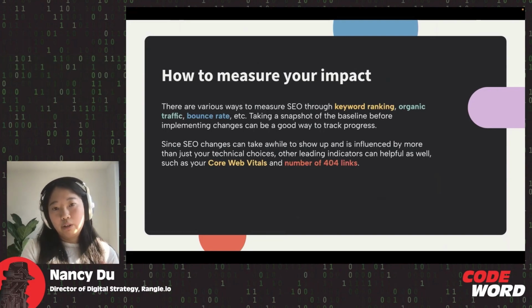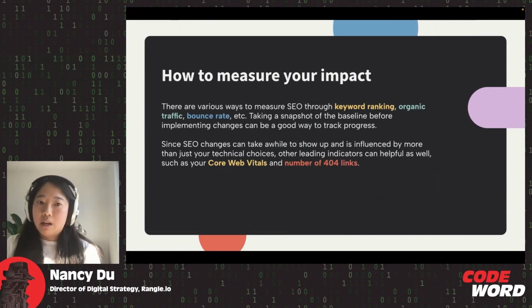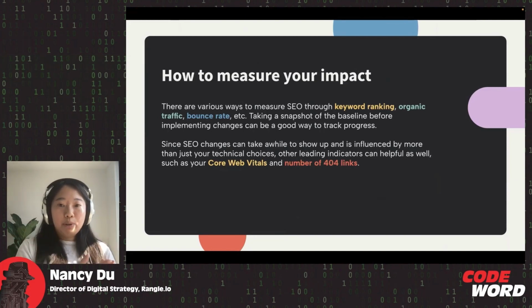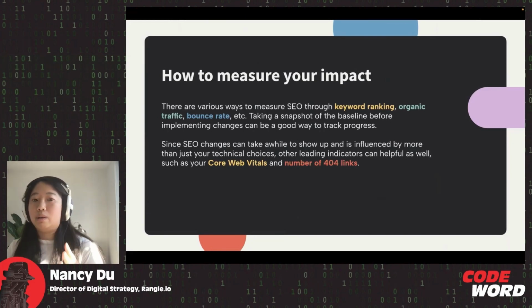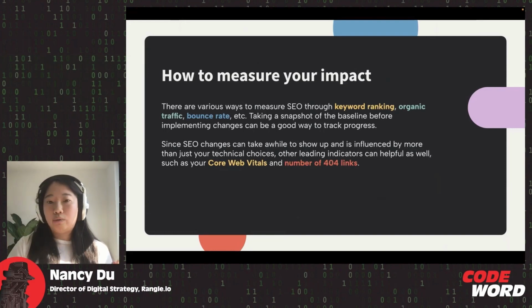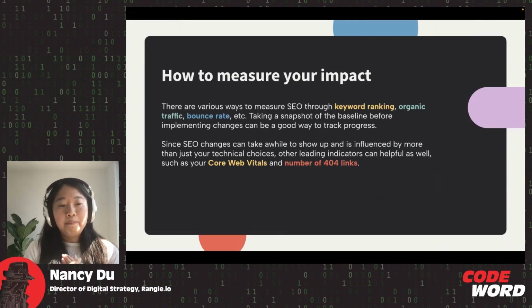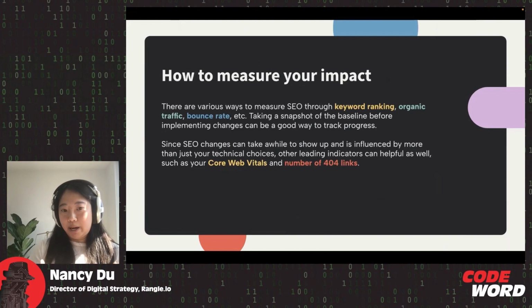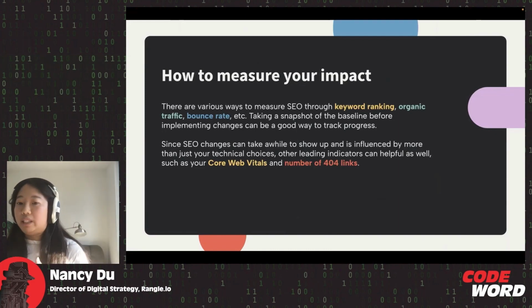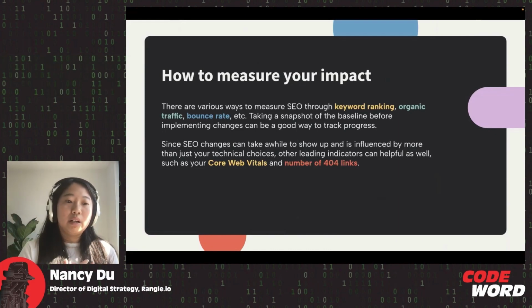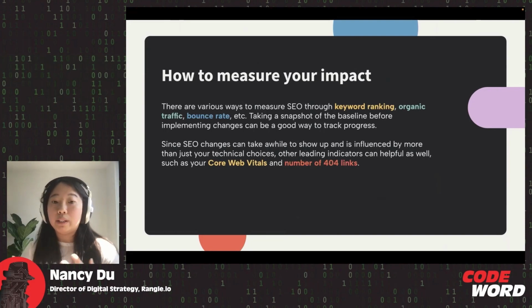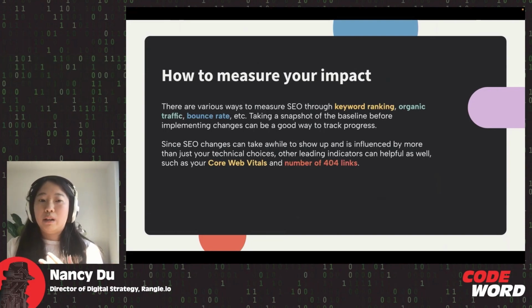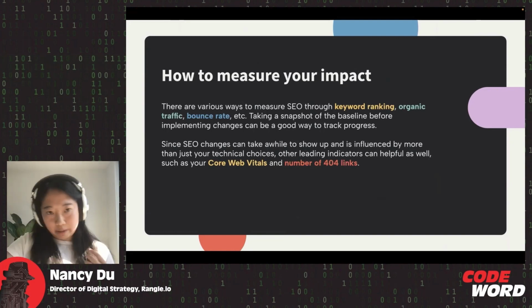But the most common ways to track it are through your keyword ranking, your organic traffic, and your bounce rates. What you want to do is take a snapshot of your baseline before you start implementing changes, so you can track the progress before and after. And since SEO changes take a while to show up, and it's not just impacted by your technical choices, some other leading indicators could be really helpful. So things like looking at your Core Web Vitals or the number of 404 links could be a quicker way to assess if you're moving in the right direction.